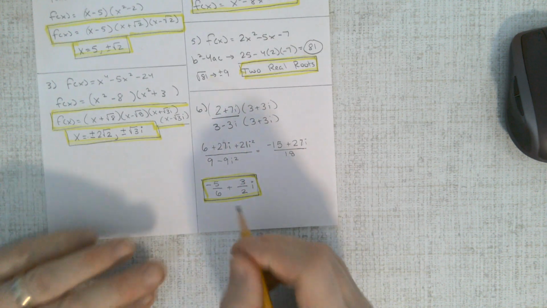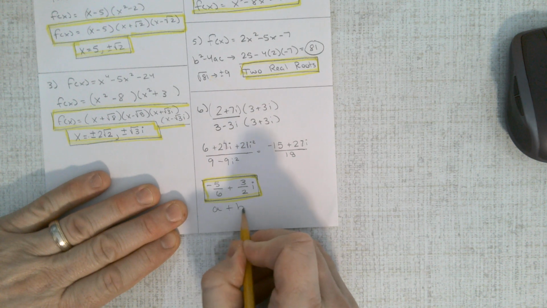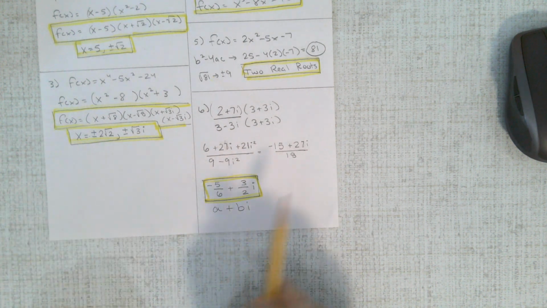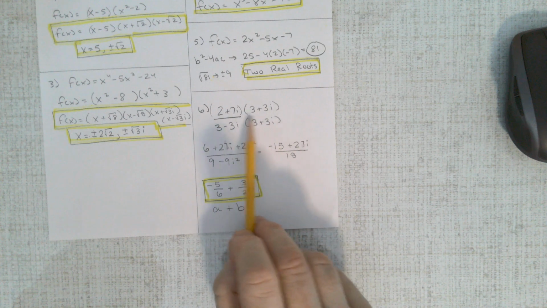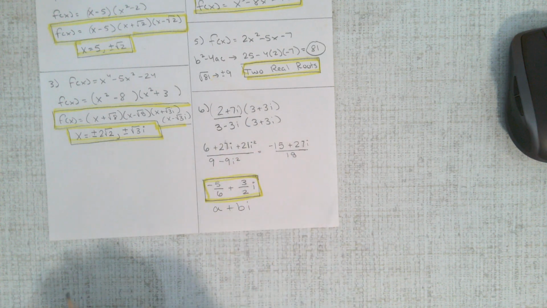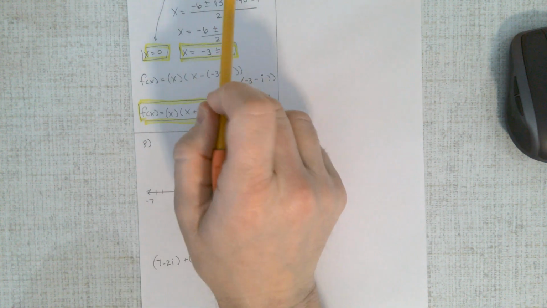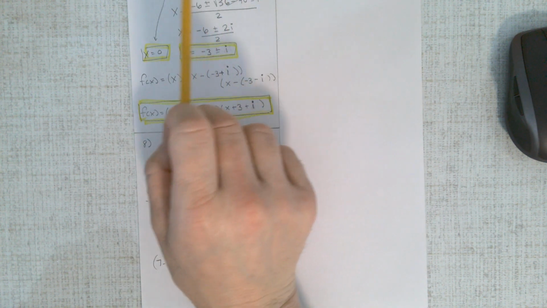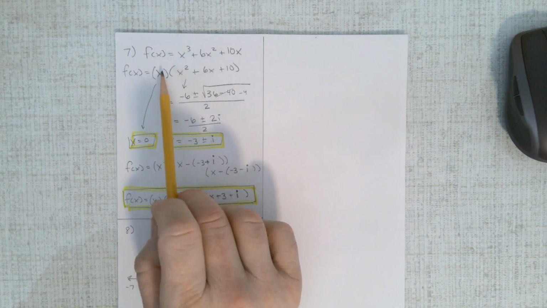Right, the directions say write in standard form, which means put it as a plus bi. So the work we have to do here is multiply by the conjugate. Simplifies down there.